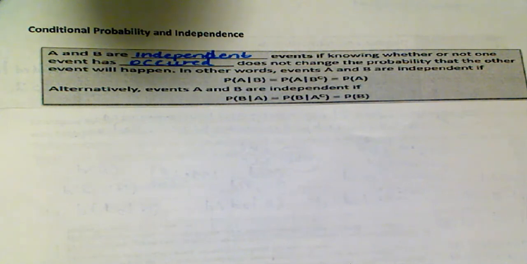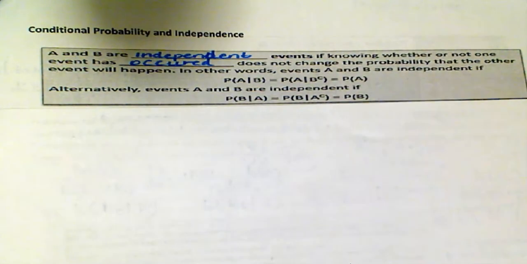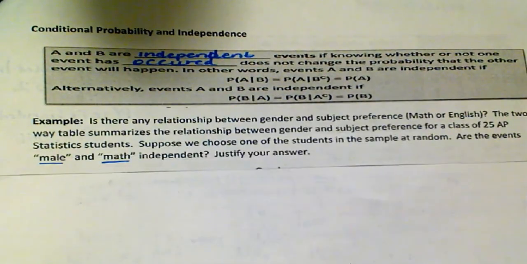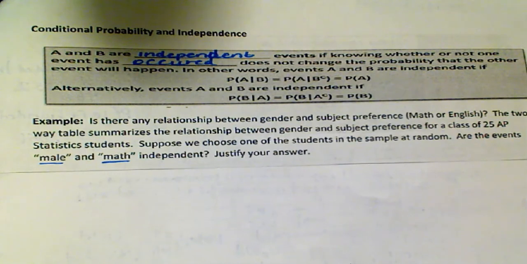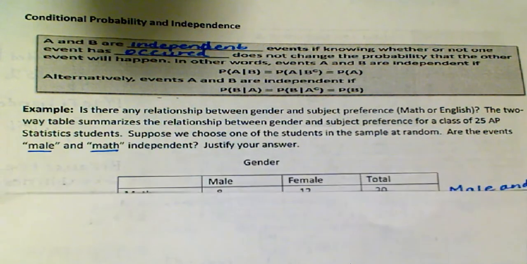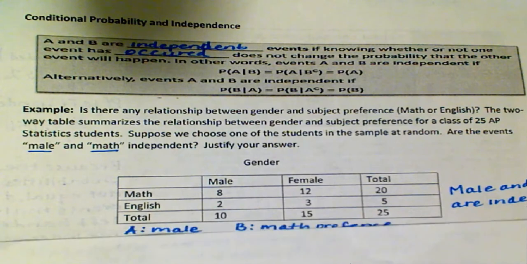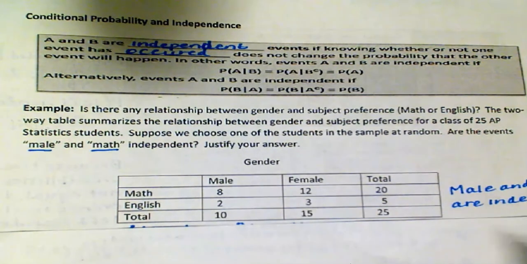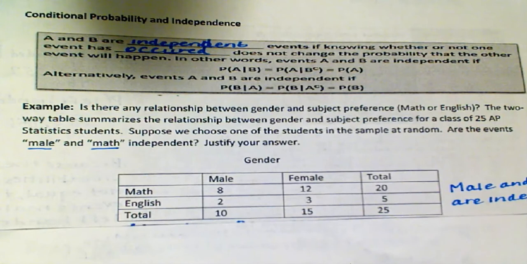But you can actually go through and prove mathematically that you have independence by using one of these formulas. So we're going to go practice that a little bit. Is there any relationship between gender and subject preference, math or English? The two-way table summarizes the relationship between gender and subject preference for a class of 25 AP Stats students. Suppose we choose one of the students in the sample. Are the events math and male independent? Justify your answer. Okay, so we've got this two-way table here, and we're trying to show that they're independent or not. Well, here's the answer, but we're going to go through and show why.